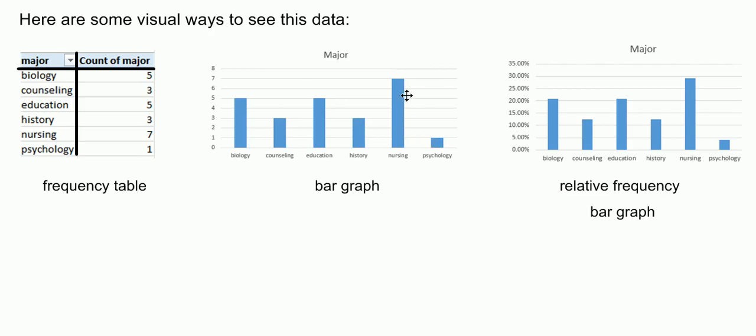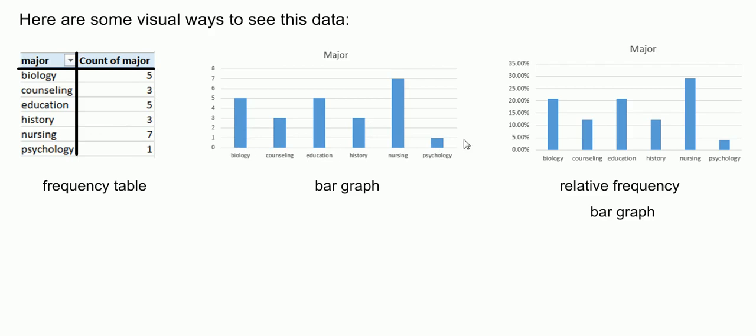The height of each rectangle is important. The height of each rectangle represents the frequency. So we said there were 5 biology majors. That's why this rectangle is 5 units high. There are 3 counseling majors. That's why this rectangle is 3 units high, and so on. So when we look at these frequency tables, we can turn them into bar graphs by simply making the height of each rectangle the number of the count. Okay. Now there's space between these because they're not connected in any way, they're not ranked in any way.